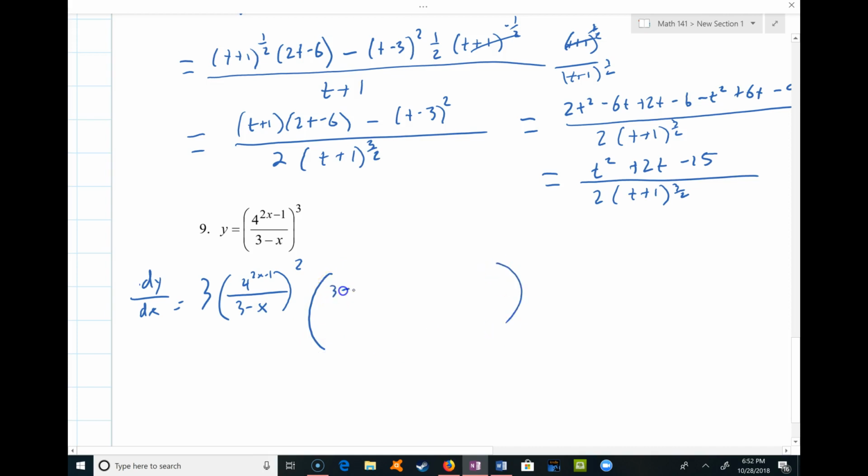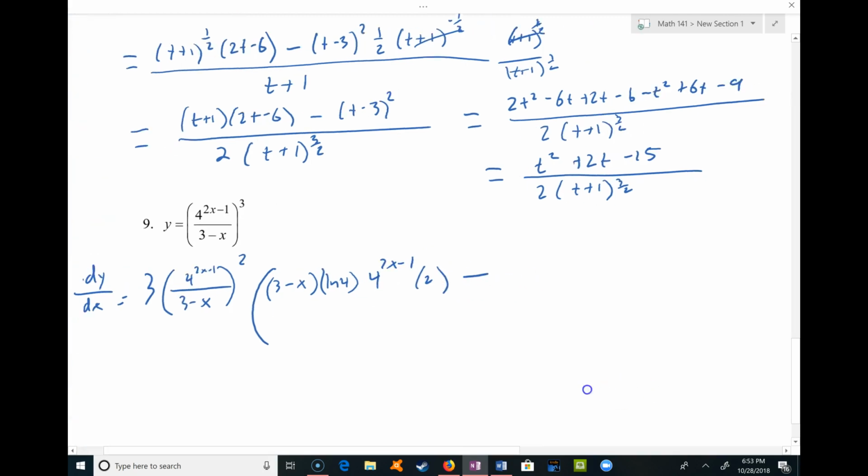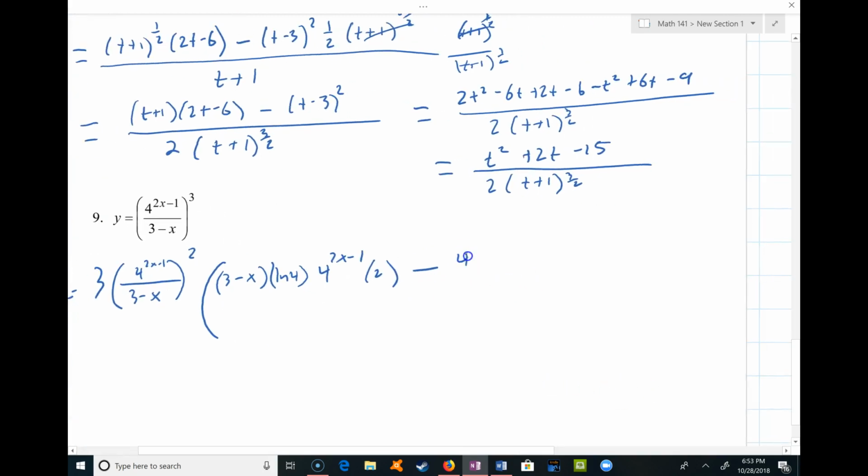So low would be 3 minus x. d high, that would be natural log of 4, and I made that way too small, times 4 to the 2x minus 1 times the derivative of 2x minus 1, which would be times 2. All that minus high, 4 to the 2x minus 1, times d low. Of course, the derivative of low is just negative 1, so I'd make that a positive. And then 3 minus x squared.